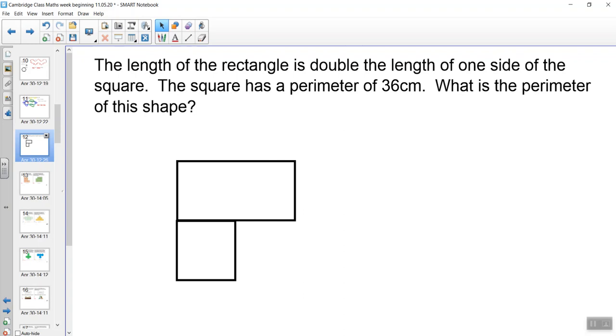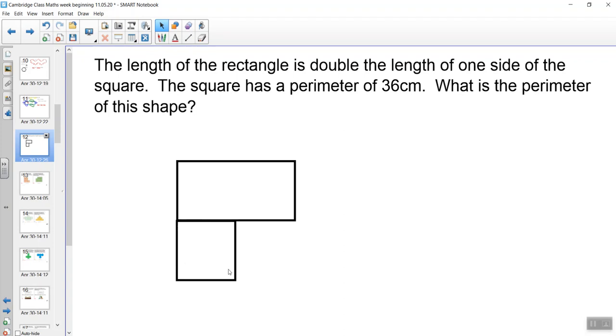Okay, so let's read carefully. I see the word rectangle and I see the word square, so there are some clues there because there were no measurements on here at all. The length of the rectangle is double the length of one side of the square. The square has a perimeter of 36 centimetres. So what's the perimeter of the whole shape?